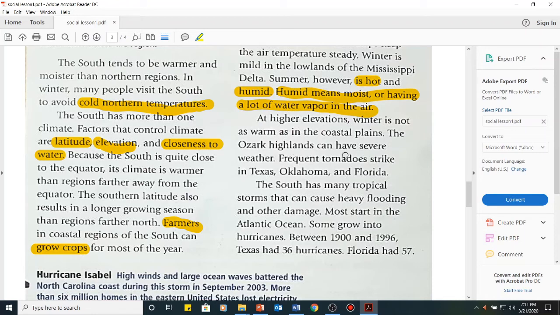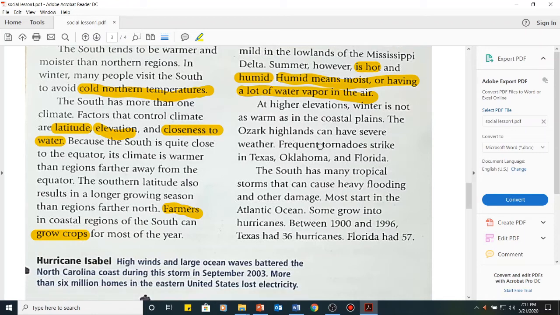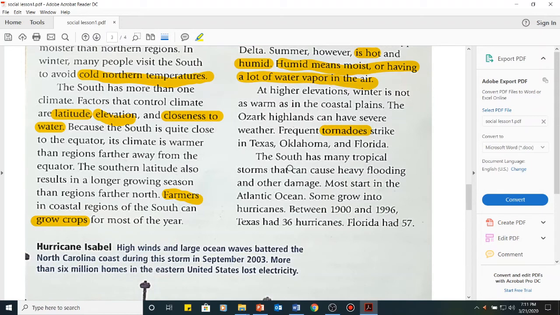The Ozark Highlands can have severe weather. Frequent tornadoes, I think you know what tornadoes are, strike in Texas, Oklahoma, and Florida. The South has many tropical storms that can cause heavy flooding and other damage. Most start in the Atlantic Ocean. Some grow into hurricanes.